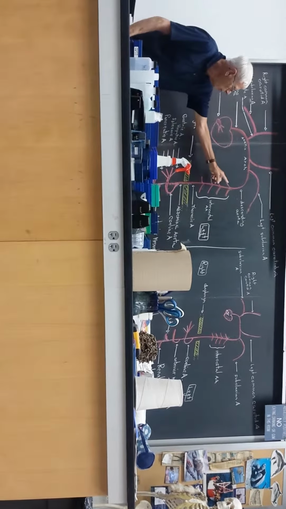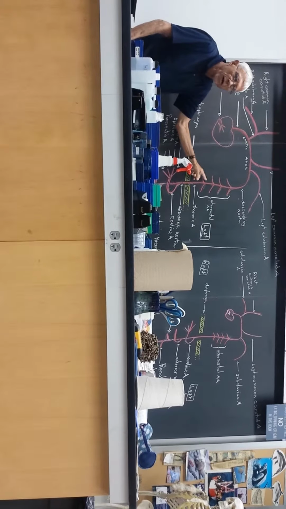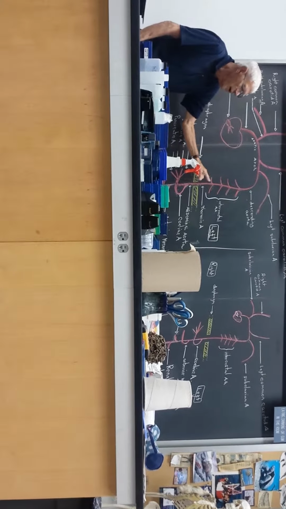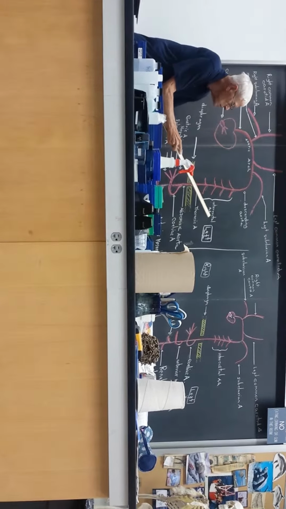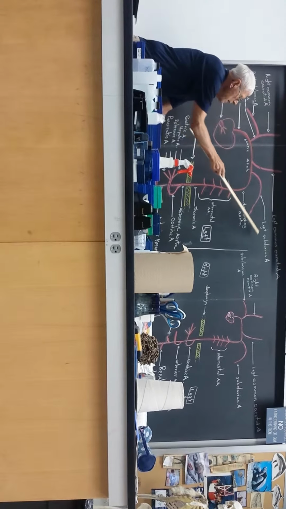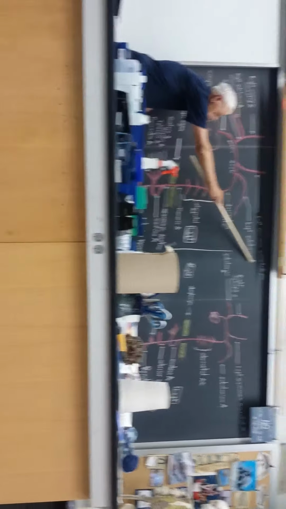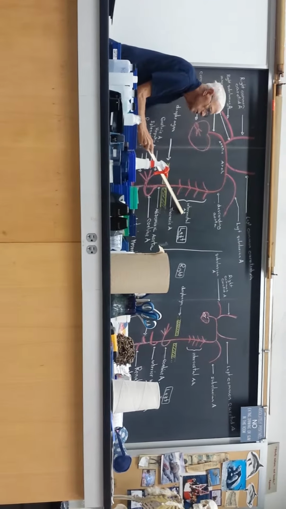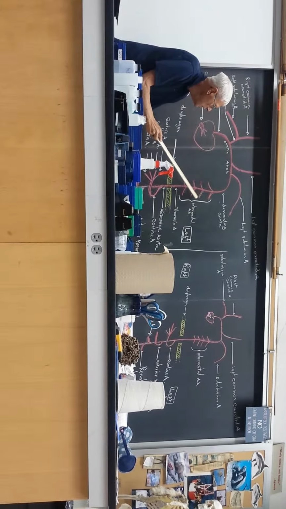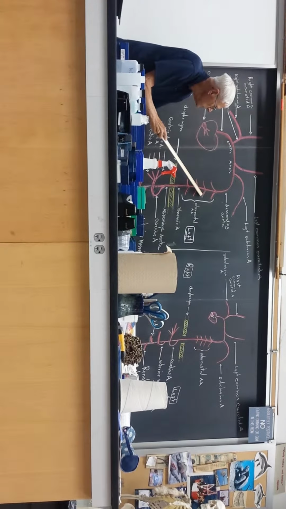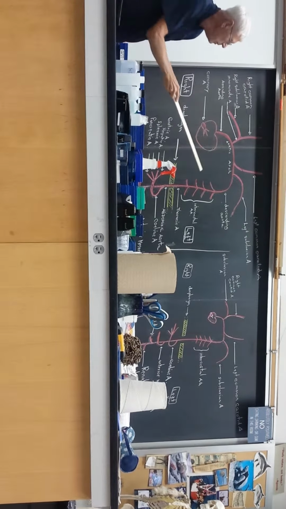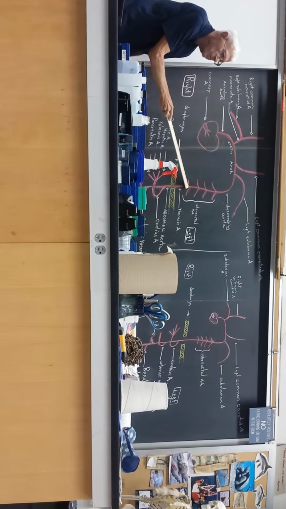And then there are branches that go to the ribs. Those particular branches are called the intercostal arteries. If we have one A, it's single, artery. If we have two A's, it's arteries. Now, costal means ribs. So these are the arteries that will feed the musculature of the ribs.